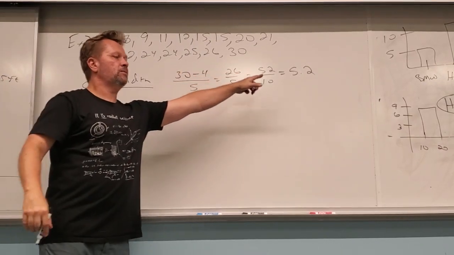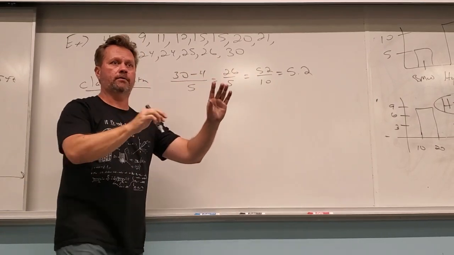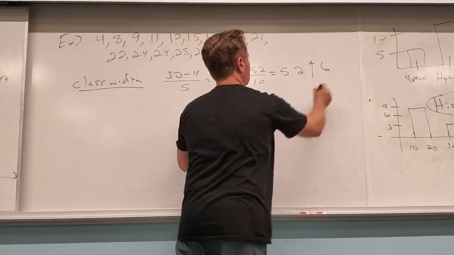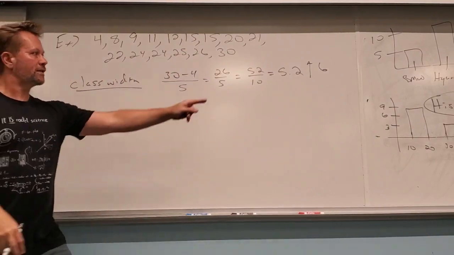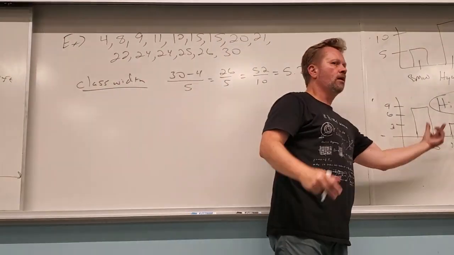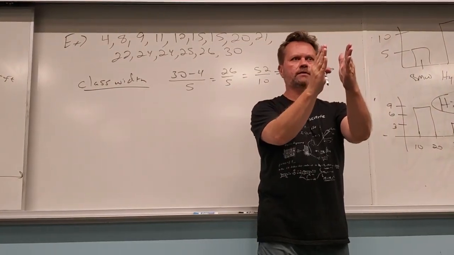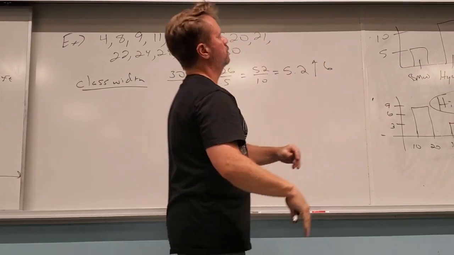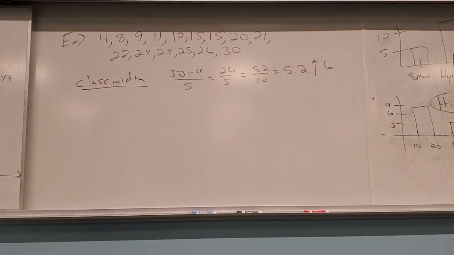If you ever get a decimal number, just round it up. We're going to make it 6. So just like this had a width of 10, ours is going to have a width of 6. How are we doing with time? We're doing pretty good.